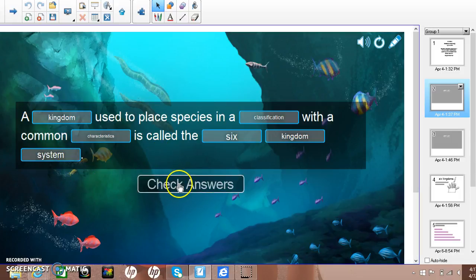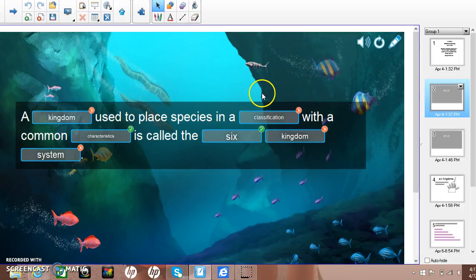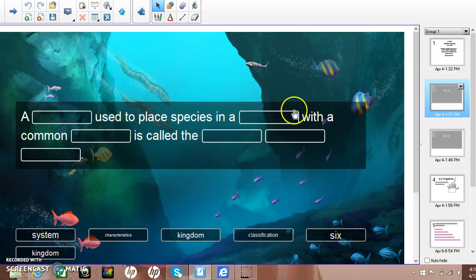Let's see if we are right. Oh, Jesus. So the correct answer is a system. A system used to place species in a classification. That isn't correct. Here we do it. Remember, characteristics and six are in the right spot. Okay, and I'll put that there first. Characteristics.